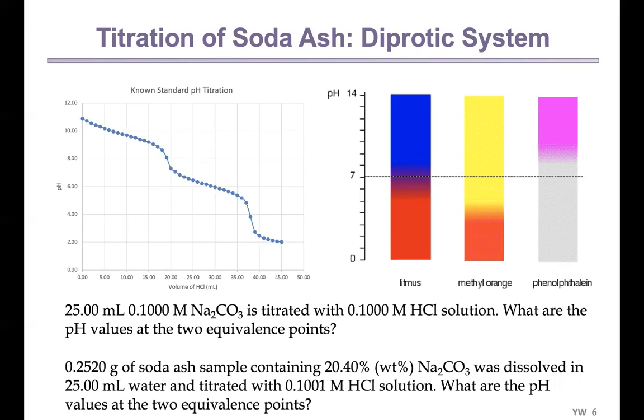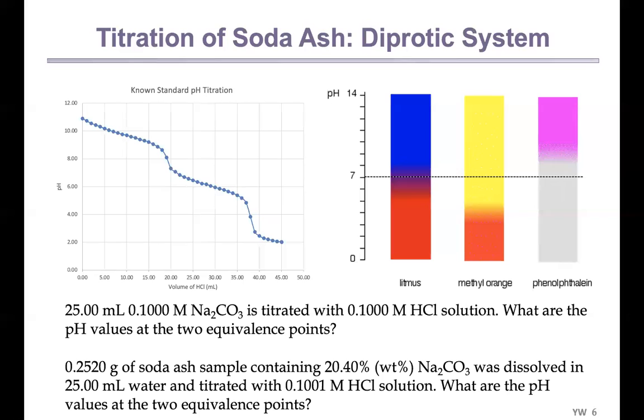And we have generally two methods to tell where the equivalence point is. One is by using titration indicators. So for example, in this lab, sodium carbonate is titrated with HCl, and we use phenolphthalein and methyl orange to tell the two equivalence points, right? Because their color change is very close to the two equivalence points that you can expect from the system.